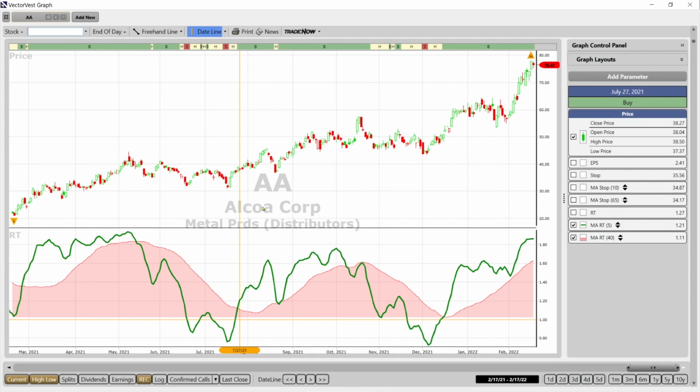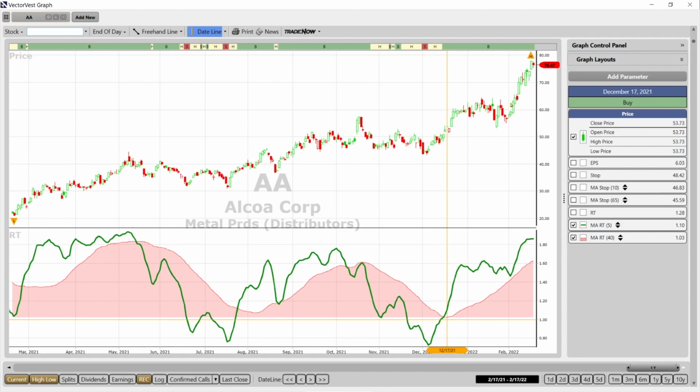So a really great entry there as well at about $38. And as we move the date line to the upside, we're at 49, 50. And so as a swing trader, you would take some very nice profit. Here's another entry on Alcoa on December 16th. Nice valley again, and the crossover of the 5 crossing above the 40 moving average of RT.